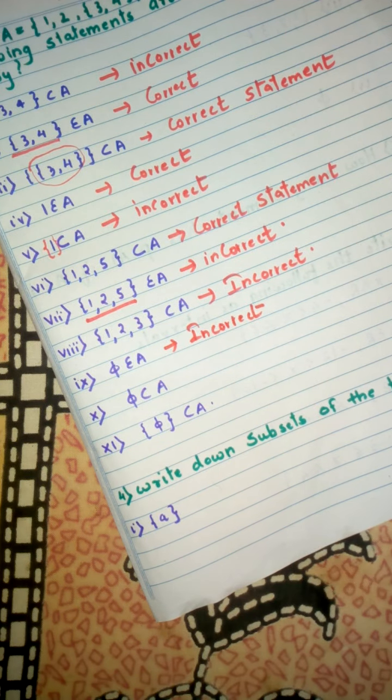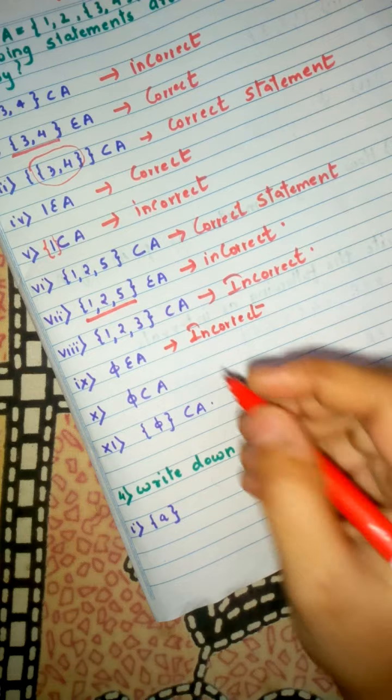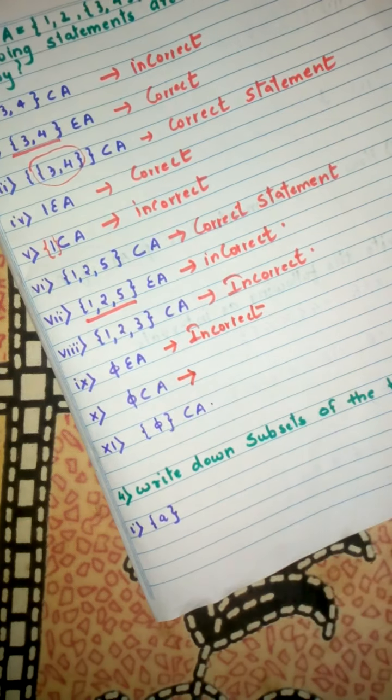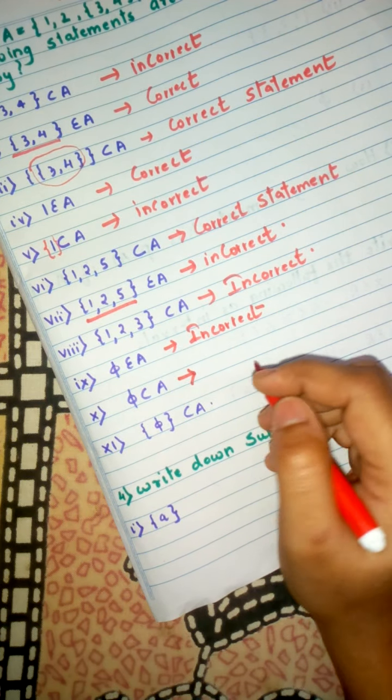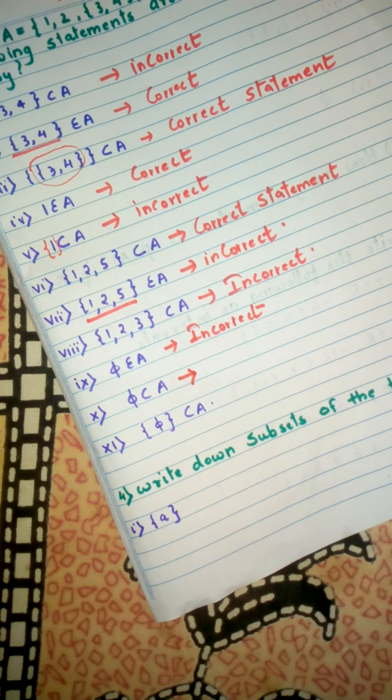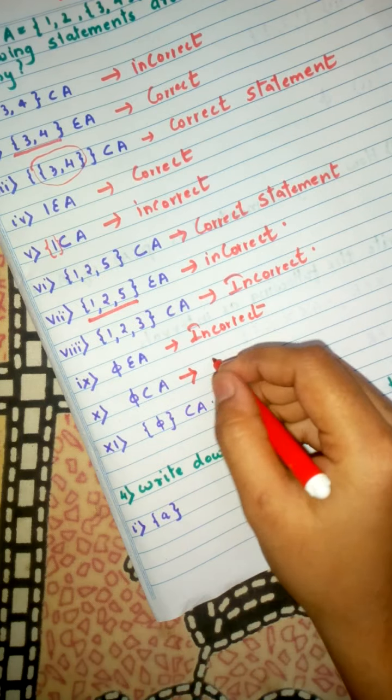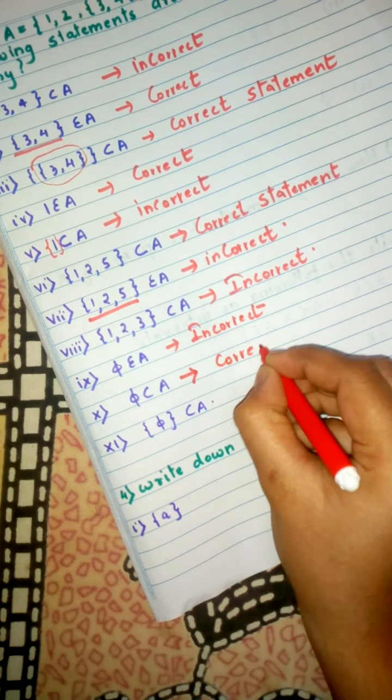Now moving to the 10th question, it says is phi a subset of A? Yes, phi is a subset of A. Every empty set is a subset of every set. We have seen this when we learned the power set. If you want to know more about this, you can check the video on power sets. So this is correct.